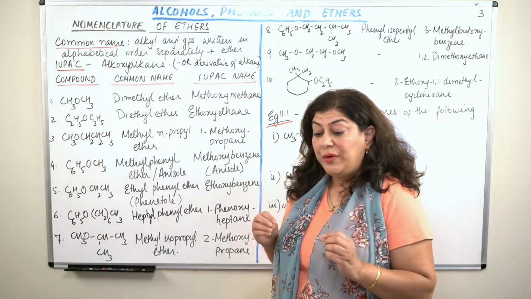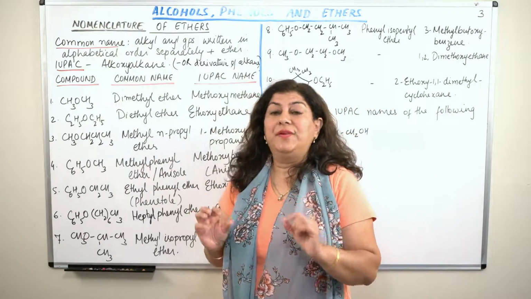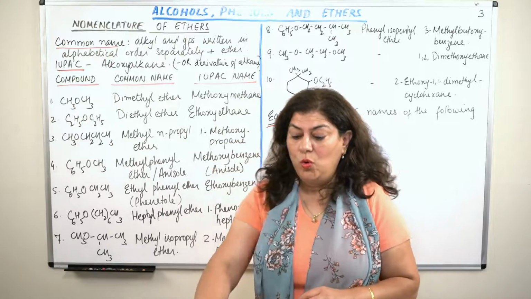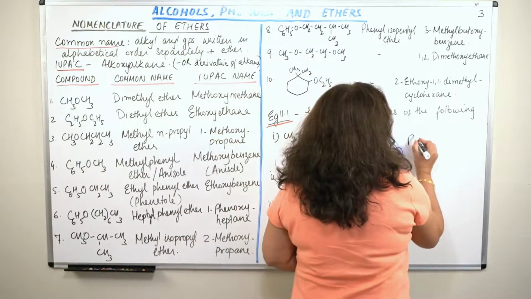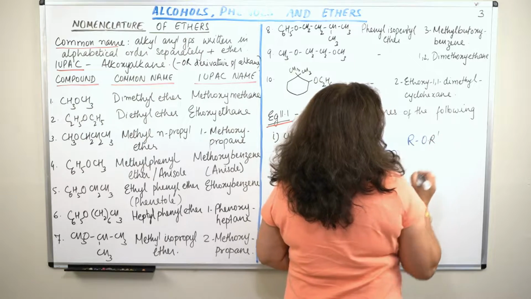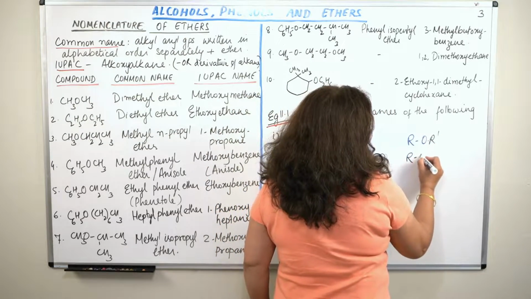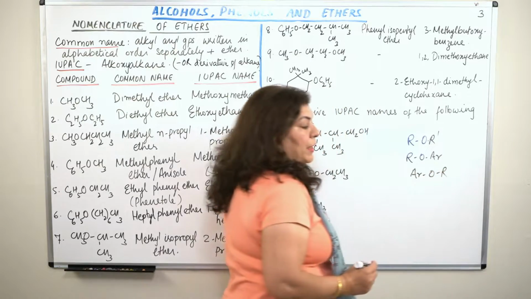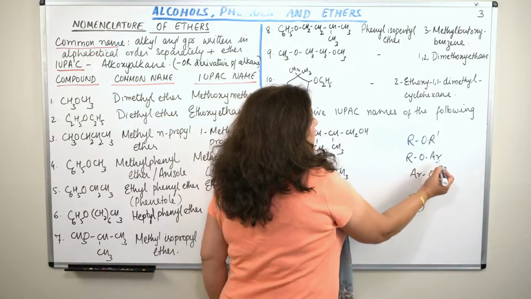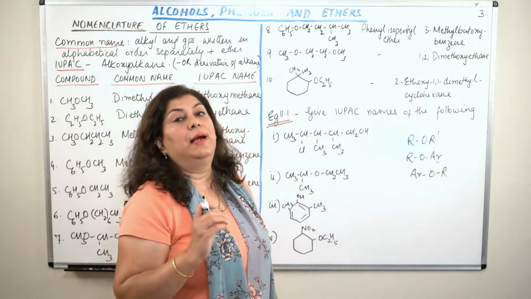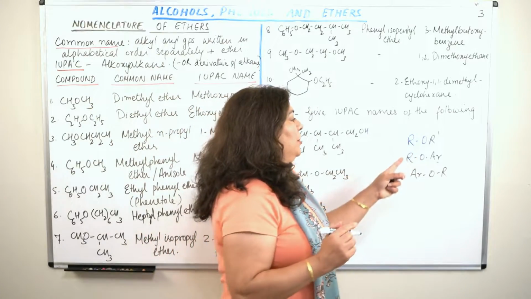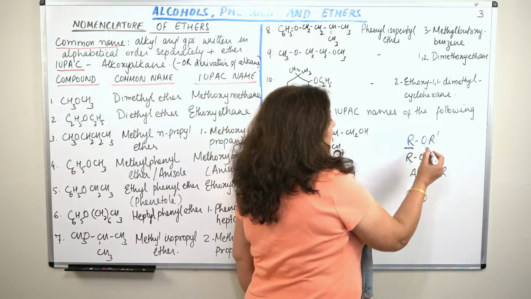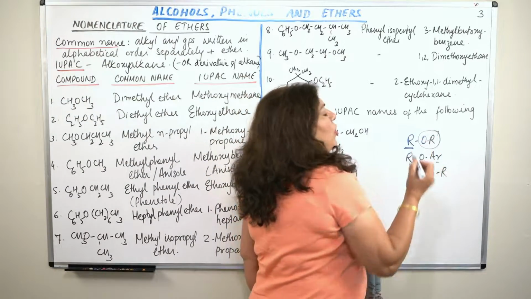ethers. As you already know, ethers are alkoxy derivatives of alkanes. In other words, they have a general formula ROR. Right? The general formula is ROR or ROR dash. It could be R-O-Ar or it could be Ar-O-R. In other words, where Ar and R are aryl groups and alkyl groups. So you say that if this is the longer chain hydrocarbon, then this is the parent alkane and this part becomes the alkoxy group.